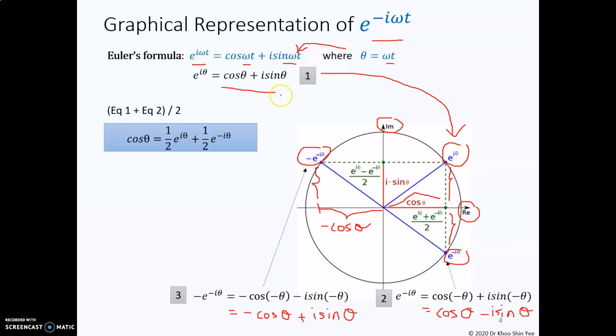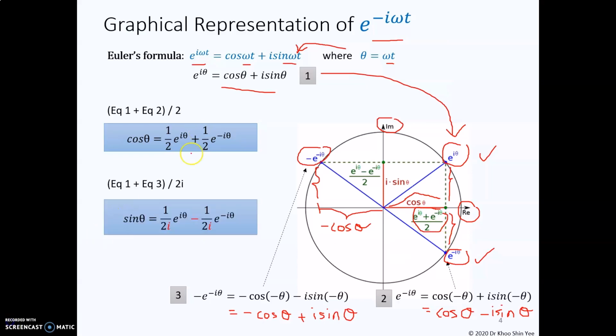By taking the first equation and the second equation here and dividing by 2, you will find that cos angle will be equal to this. And also if you take the first equation and the third equation and divide by 2, it will be equal to i sin angle. So if you divide it by 2i, you will get this answer. So these are the additional Euler formulas that you should know.